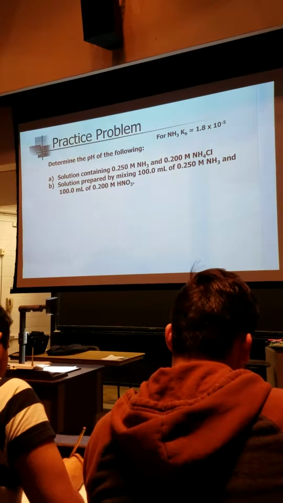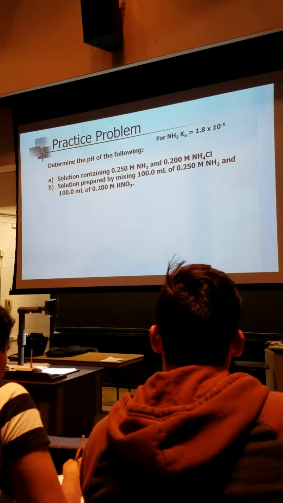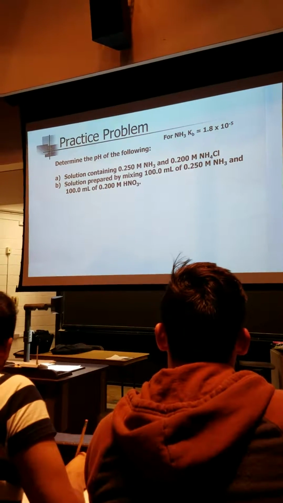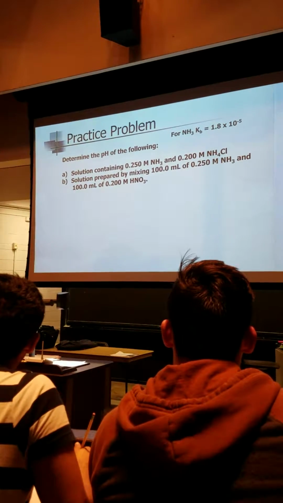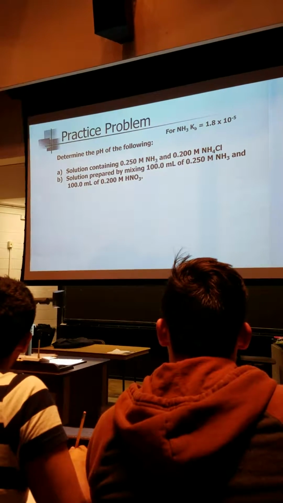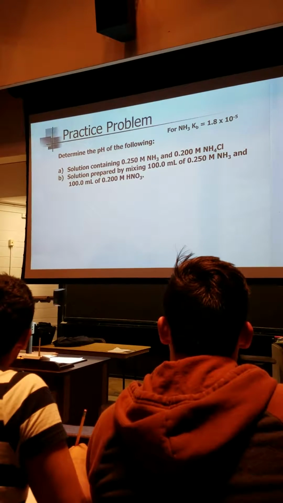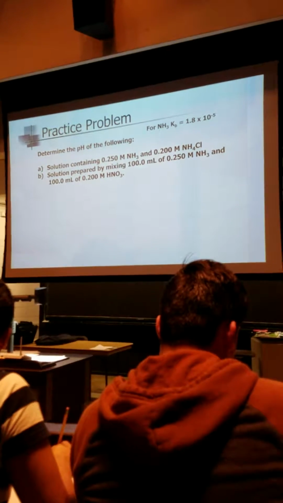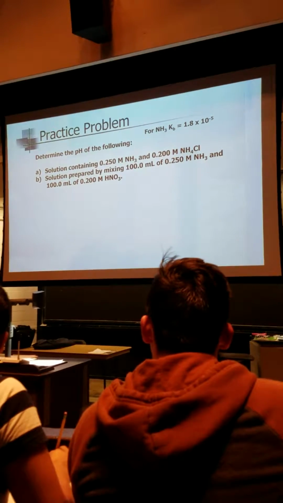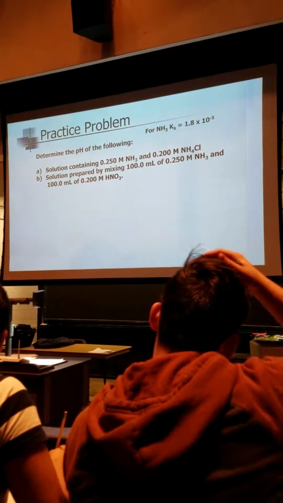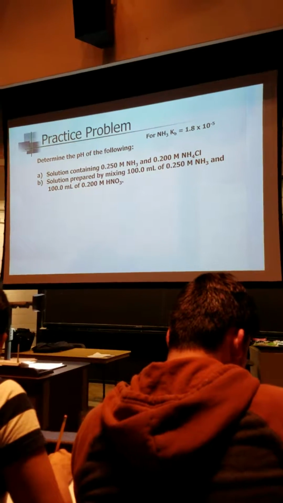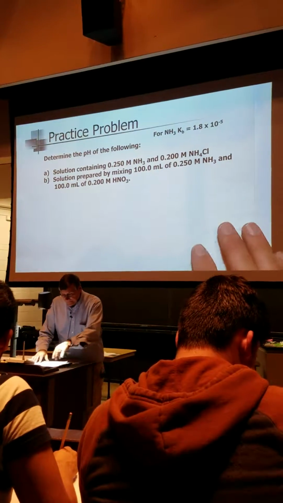You don't care about that nitrate ion. It's not going to do anything. It's a spectator ion. But this nitric acid dissociates completely to hydronium ion and the nitrate ion. Okay? 0.2 molar nitric acid is really 0.2 molar hydronium ion. And that's going to react with ammonia.